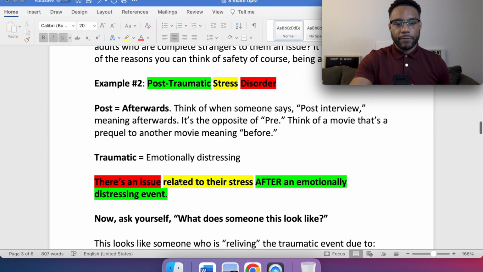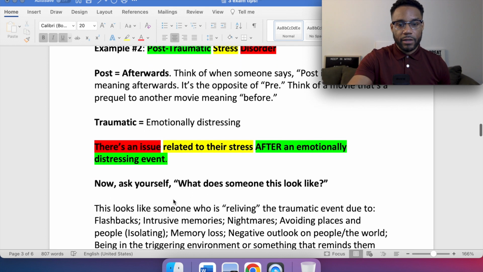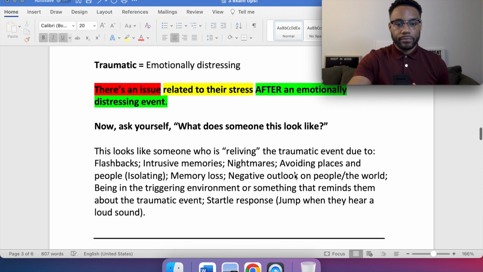And just like we did with the first example, disorder, there's an issue. What is it related to? Stress. And then post-traumatic, after an emotionally distressing event. There's an issue related to their stress after an emotionally distressing event. Now ask yourself, what does someone with this going on, what does that look like?